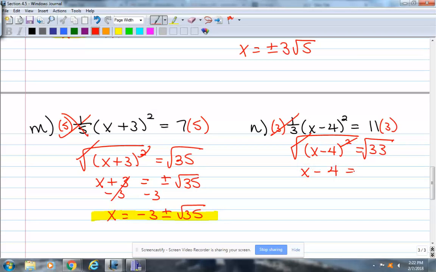Are there any squares that go into 33? No. So leave it plus or minus radical 33. Stick it in front. x = 4 plus or minus radical 33. There's your answer. So it's really not that bad.